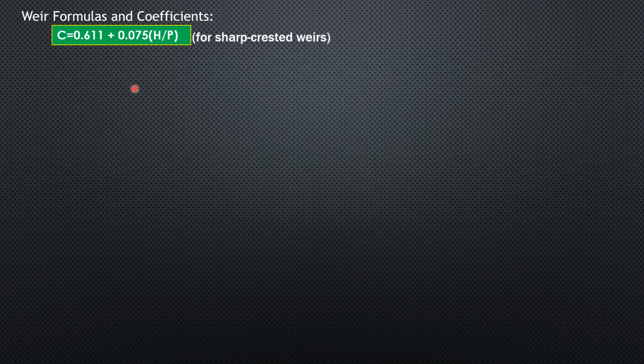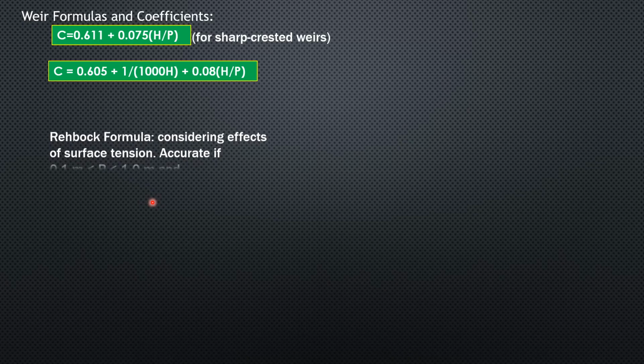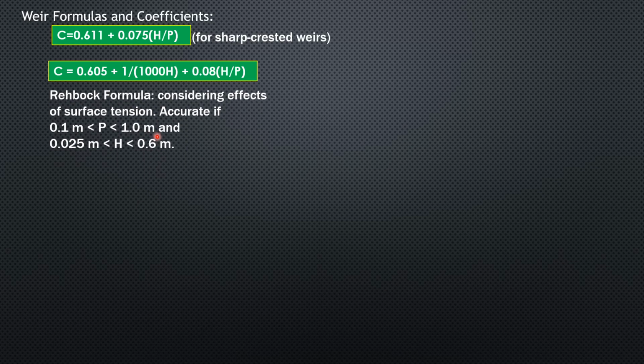Considering surface tension effects, the second term is by surface tension effects. So the coefficient of discharge is 0.605 plus 1 over 1000 big H plus 0.08 quantity H over P. So this term considers surface tension effects. That's also for sharp crested weirs, and we call that Rehbock formula, considering effects of surface tension. This is accurate if the height of the weir ranges from 0.1 to 1 meter, and the head over the weir ranges from 0.025 meter to 0.6 meter.